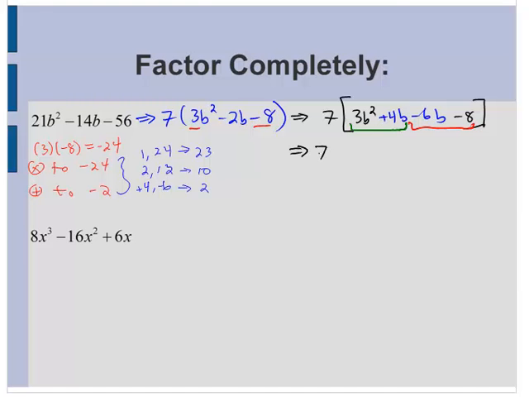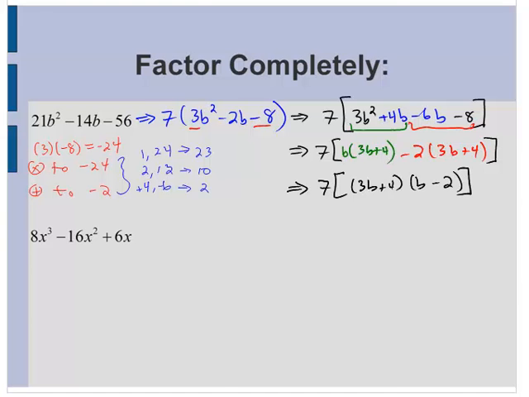Alright, so we would still have 7 times b by 3b plus 4 minus 2 by 3b plus 4. And so then we would have 7. And let's see, we would have 3b plus 4 by b minus 2. And what we would generally do now is remove those brackets. We don't need those brackets on the outside.